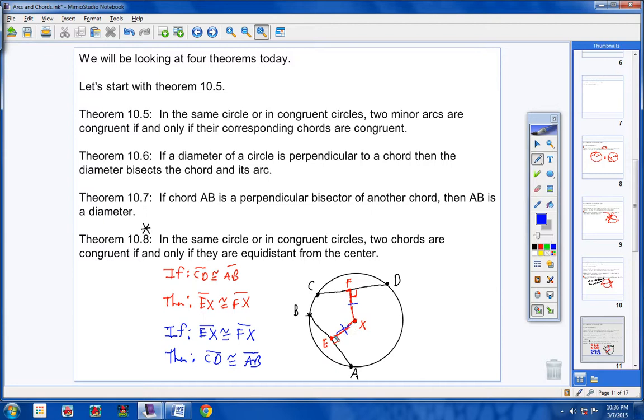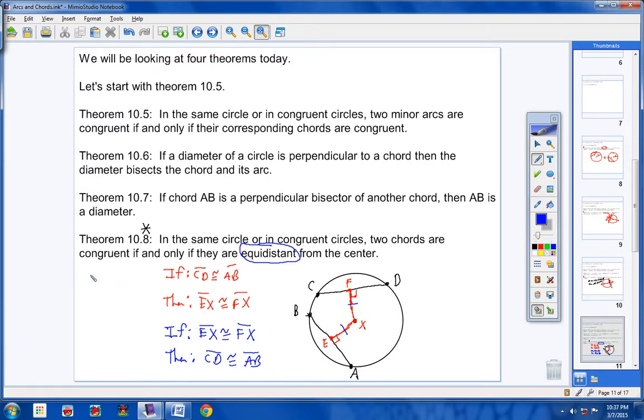Okay, so if this chord and this chord are the same distance from the center, then those two chords are congruent. That's what this theorem is showing you, okay? So I think it would behoove us greatly to quickly take just two seconds and review. Got it? Okay, here we go.